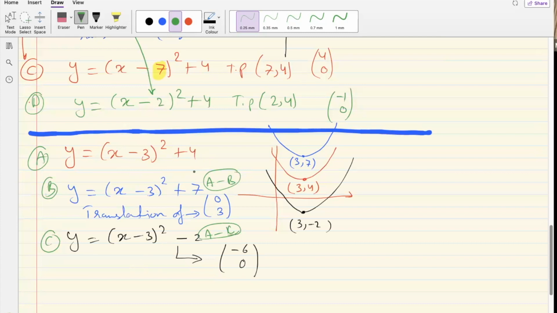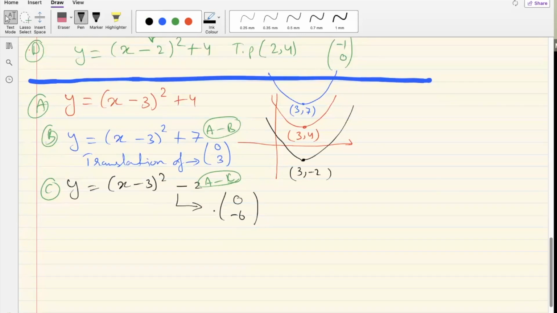Sir, is the y-axis going from 4 to -2? Shouldn't it be 0, -6? Right, thank you. You're right. This is (0, -6). There's no change in x and 6 units decrease in the y-axis. Thank you, Mohammed. Now let's do it both ways.